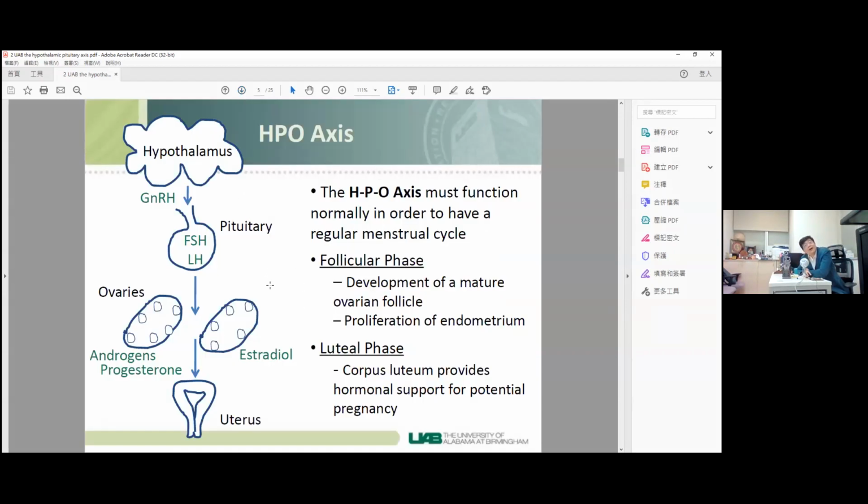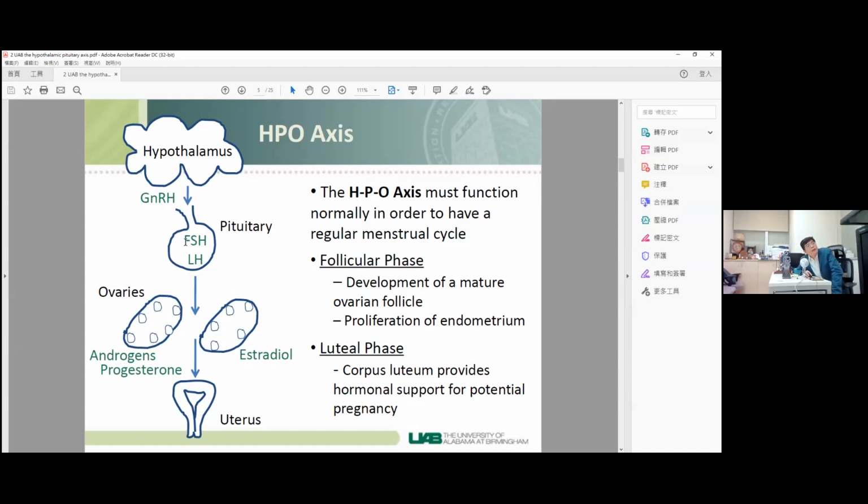So this is the hypothalamus. The hypothalamus in our brain produces the small peptide GnRH. It uses a pulsatile release, low frequency or high frequency. Then this frequency will control the release of FSH or LH from the anterior pituitary gland. And these two hormones will control our ovary.